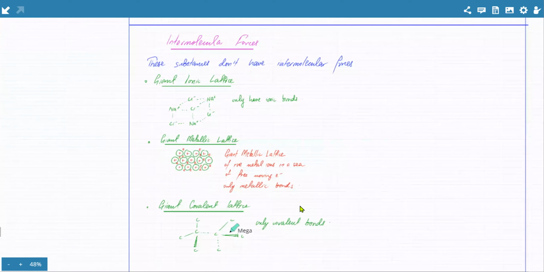Intermolecular forces are usually present between molecules, like when you have these tiny molecules. So remember this, that simple covalent molecules have intermolecular forces.